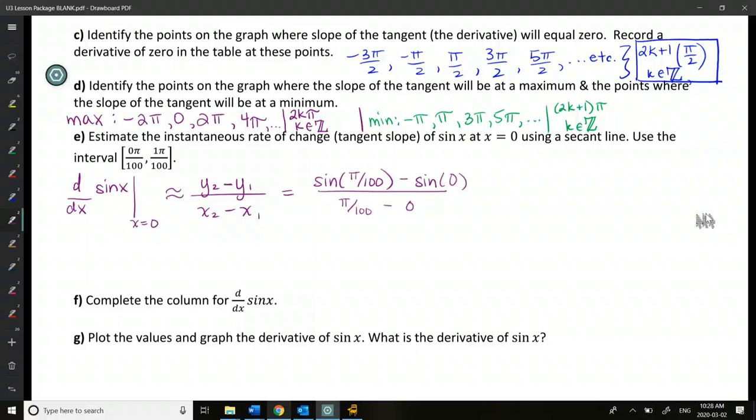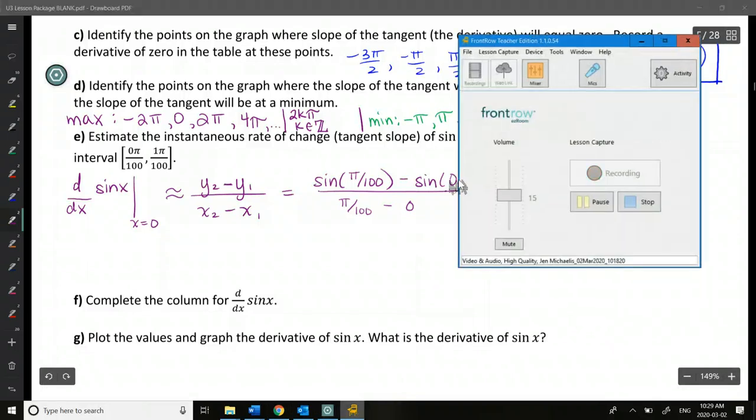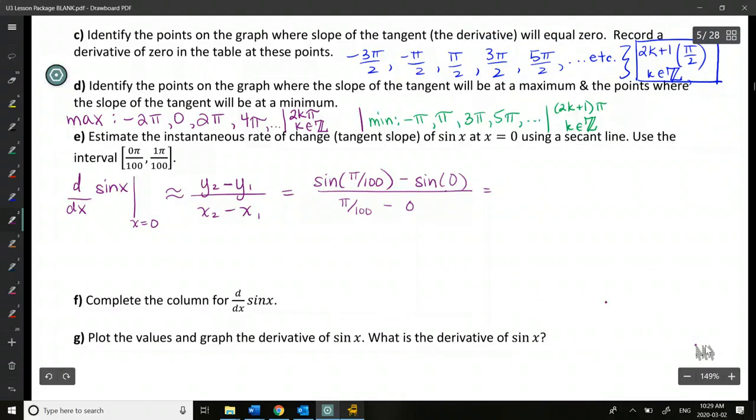So grab your calculators, make sure you're in radian mode. You should see a little highlighted R or RAD at the top of your calculator. If you need any help while everybody calculates this, I'm going to come around quickly. Raise your hand. Who has calculated this?